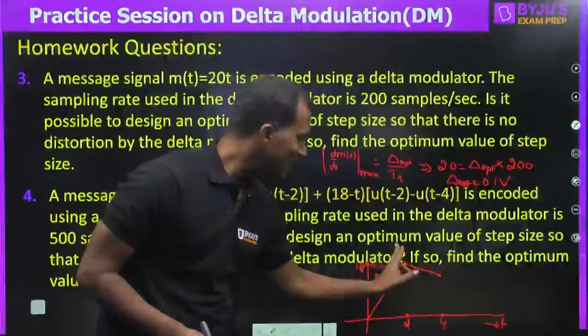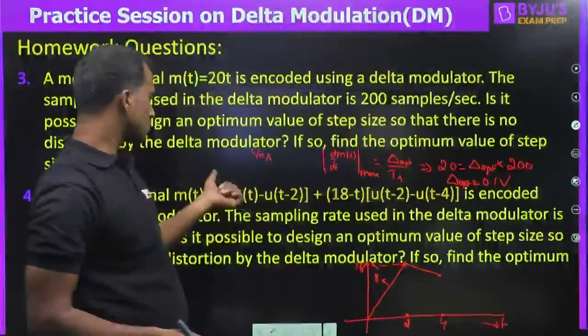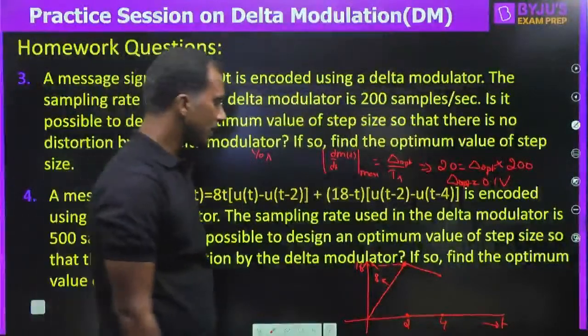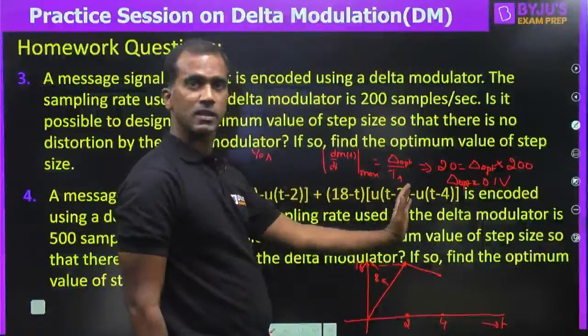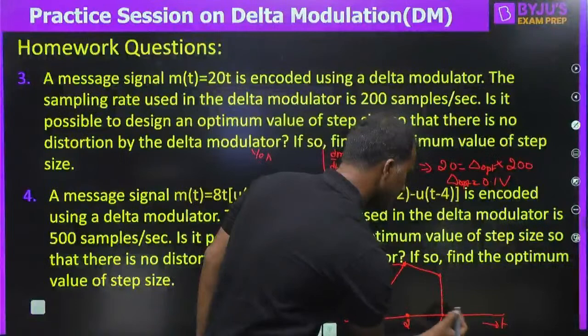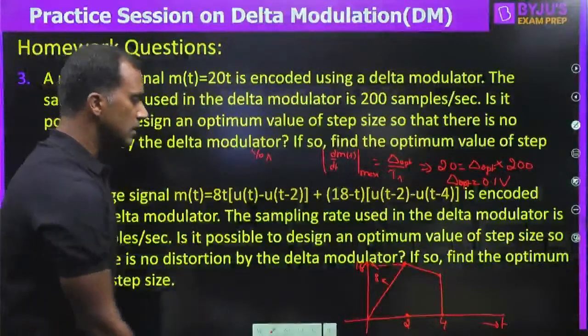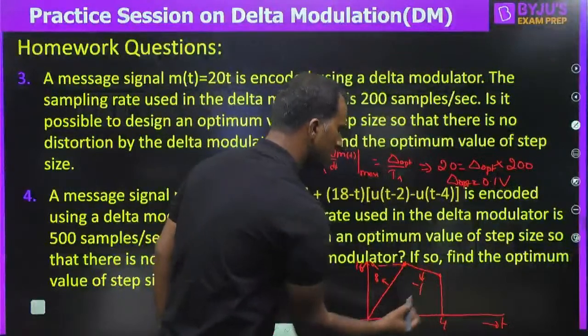Don't think that it should be a triangle signal like this. It's not like that, because the slope here is -1, whereas the slope here is 8 units. And after t equal to 4 seconds, there is no signal existing in the given equation. So after 4 seconds, it is 0. So that's why we can connect it like this. The slope of this part of the signal is only -1 units.